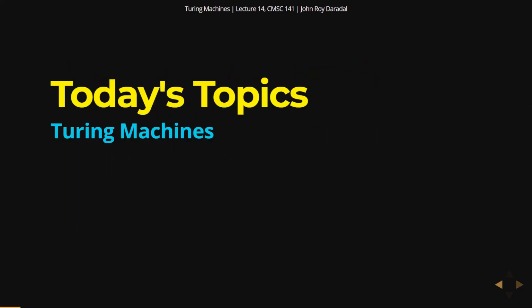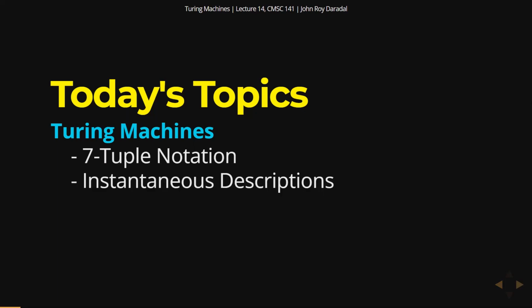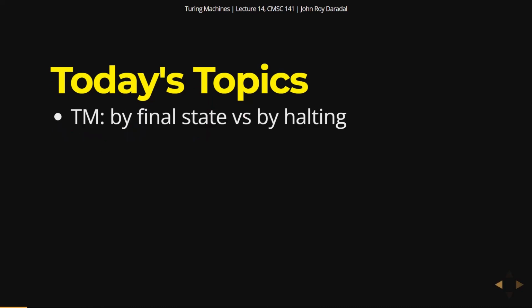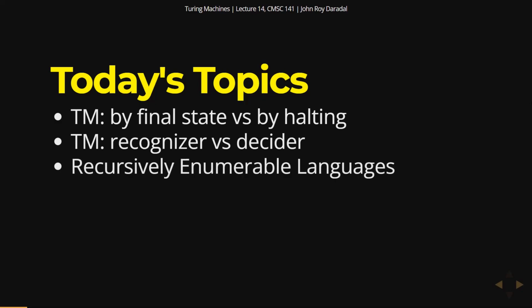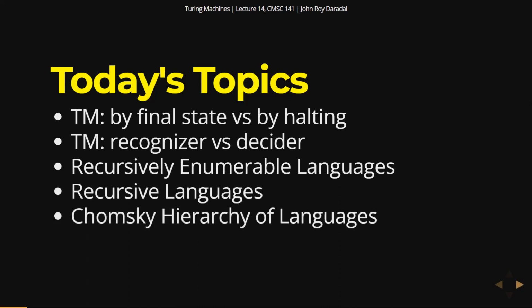In today's video, we will discuss Turing machines. We will learn of its 7-tuple notation, how to write instantaneous descriptions, how to design Turing machines, how to distinguish between Turing machines by final state and Turing machines by halting, the recognizer versus decider Turing machines, and the equivalent language, which is recursively enumerable languages and recursive languages. We will also discuss the Chomsky hierarchy of languages. Okay, so let's start.